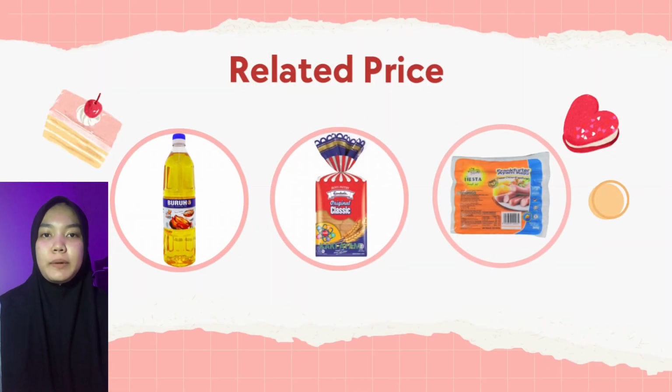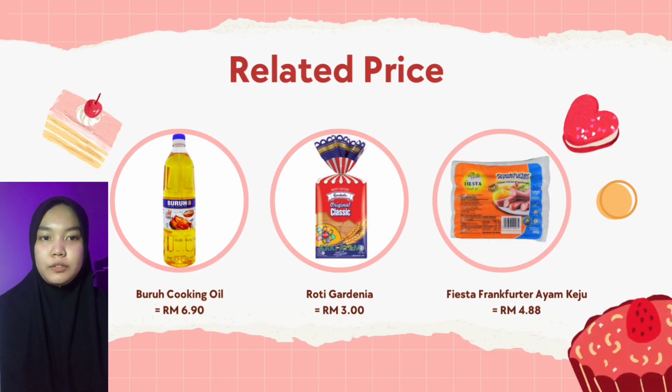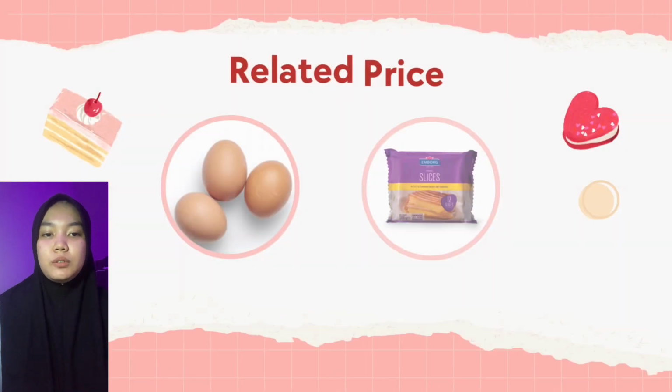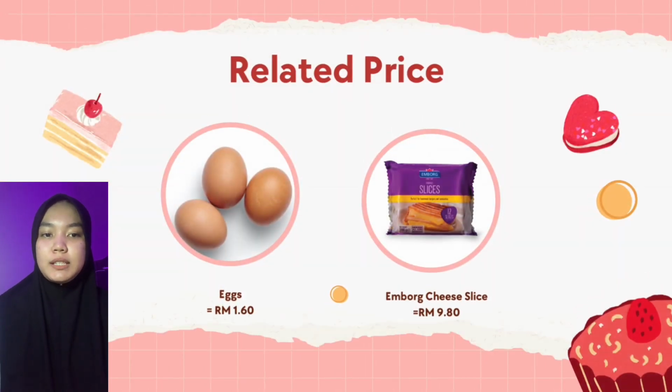Next, related prices for the ingredients that we use. First is cooking oil for RM6.90. Next, Gardenia bread original classic for RM3. And Fiesta Frankfurter chicken cheese for RM4.88. Eggs, 2 pieces, for RM1.60. And lastly, cheese slice for RM9.80.